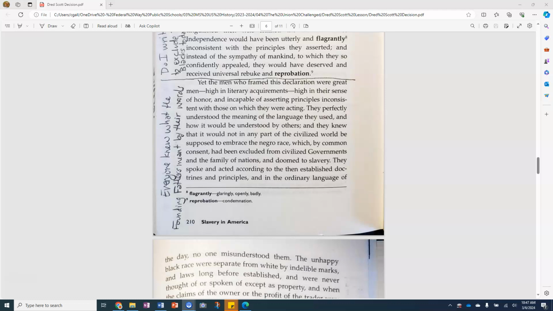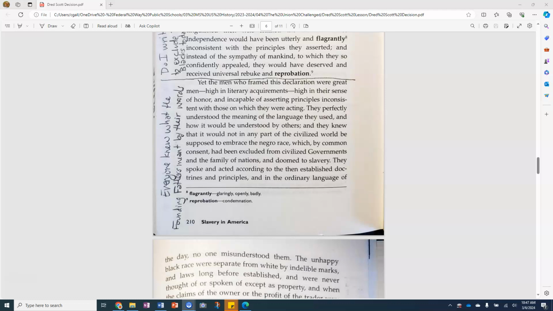So he says they understood the words they used and how it would be understood by others. And they knew that nobody in the civilized world thought that it would include black people. And the reason they didn't think that, he says, is that they by common consent had been excluded from civilized governments and the family of nations and doomed to slavery.